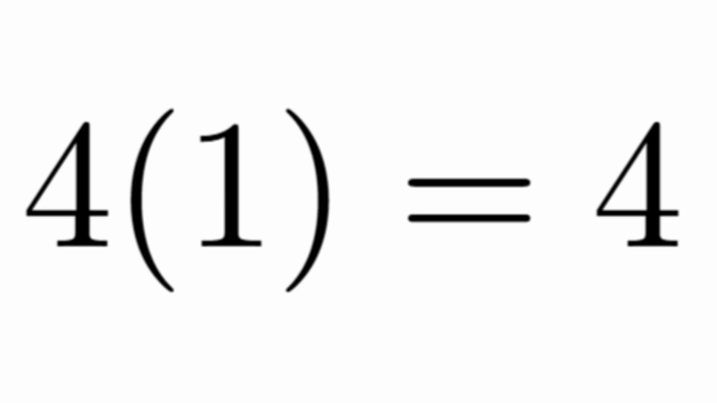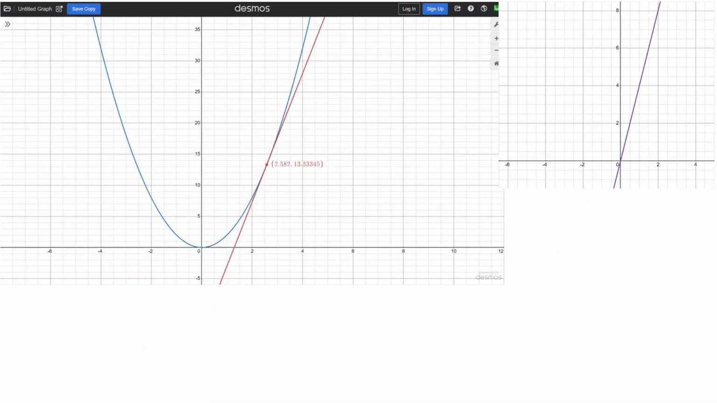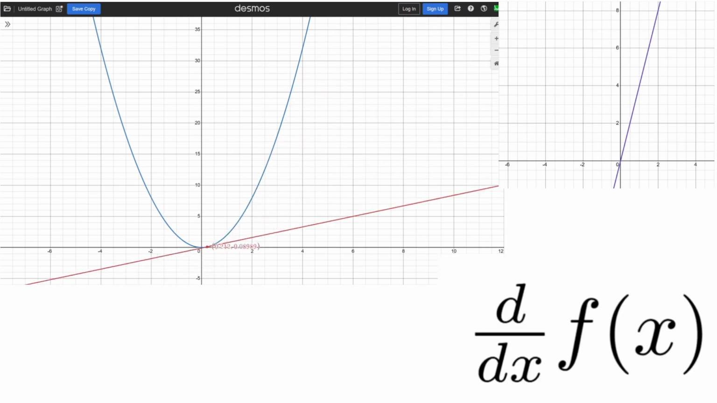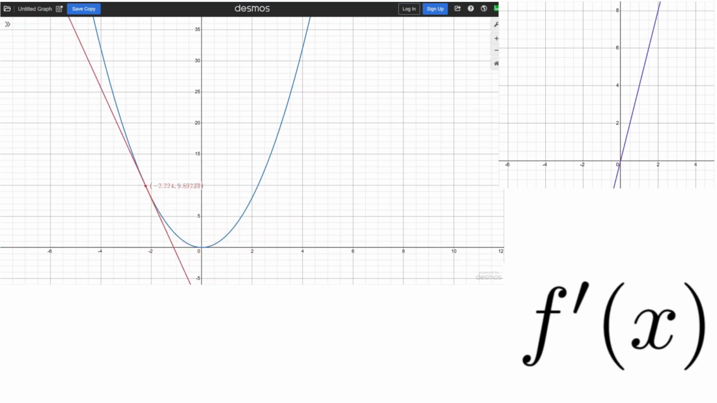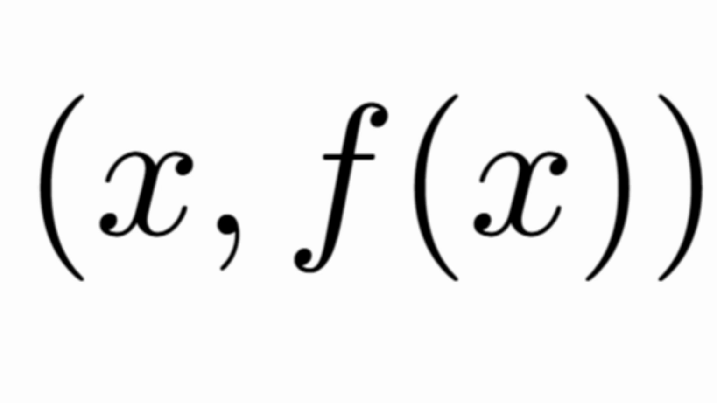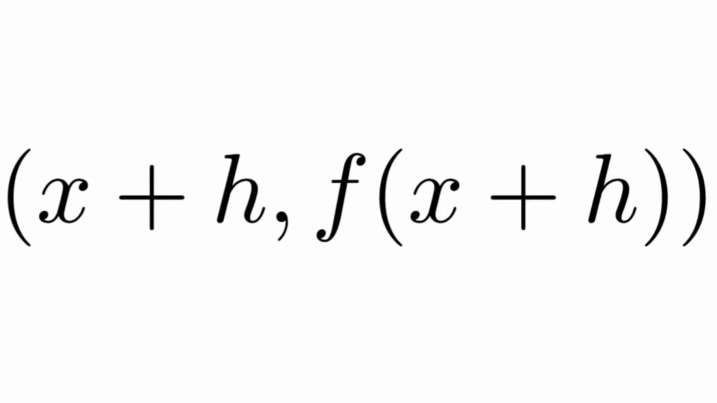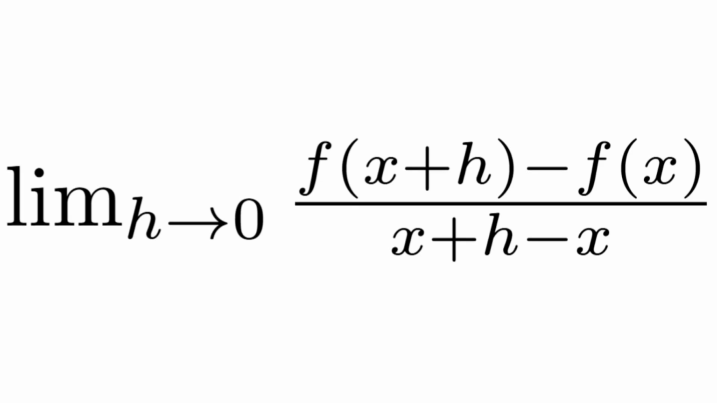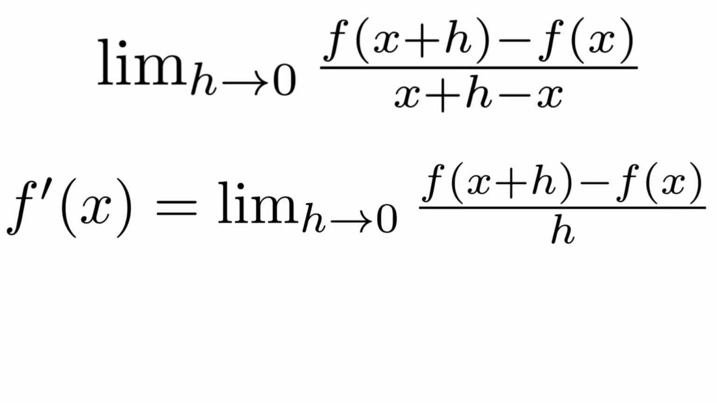This new function, 4x, is called the derivative and gives the tangent's slope at all points. It is denoted as d over dx of f of x, or as f prime of x. Now, if we had a random function f of x, our points would be (x, f of x) and (x plus h, f of x plus h). Our limit would then be this, which then becomes this, meaning the slope of our tangent at our point is the limit as h approaches 0 of f of x plus h minus f of x, all divided by h. This is the definition of a derivative.